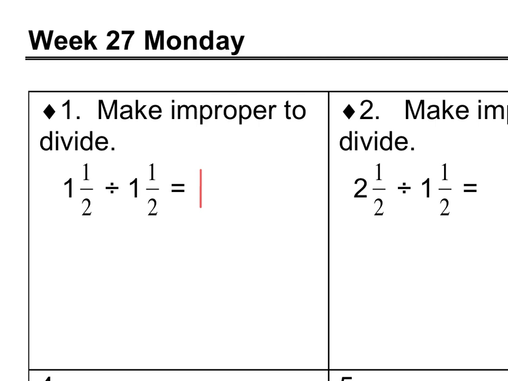To make them improper, there's a couple things you can do. You can draw a picture where you make a whole and then another whole, cut them both into halves. We're just going to do the mathematical way where you multiply the denominator by the whole number, because what you're doing there is saying, okay, in this amount of wholes, if I cut them each into 2 pieces, how many total pieces would that be? Right, so that would give me 2, but then I also have this 1 extra piece.